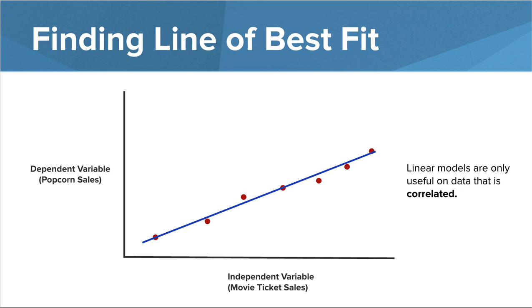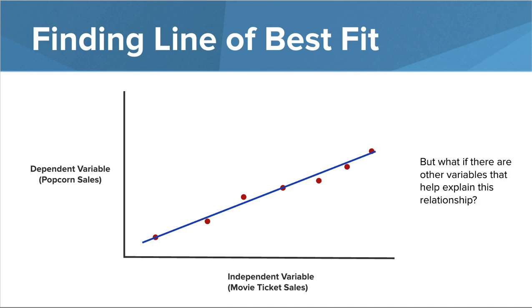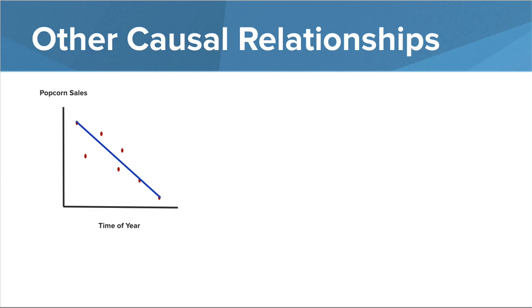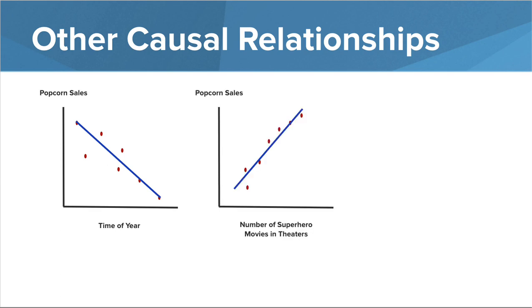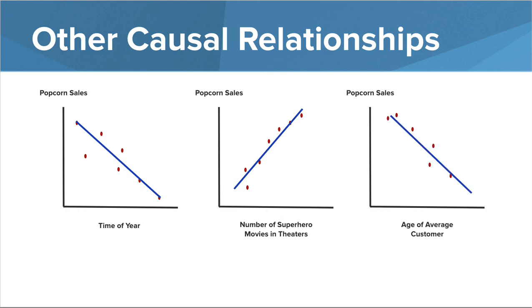In our example here, movie ticket sales have a direct relationship with the popcorn sales and can be used to help predict how much popcorn is sold at the movie theater. But what if there's other variables that can explain this relationship? In other words, what if there's other factors that can also play a role in how much popcorn is sold at the movie theater? For example, the time of year might have an impact on popcorn sales, or the number of superhero movies that are in theaters, or even the average age of customers that attend the movie theater.